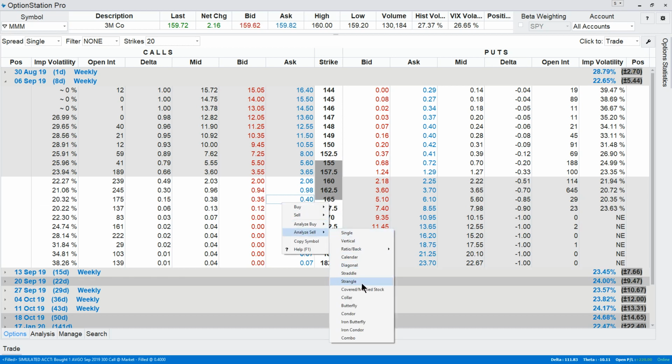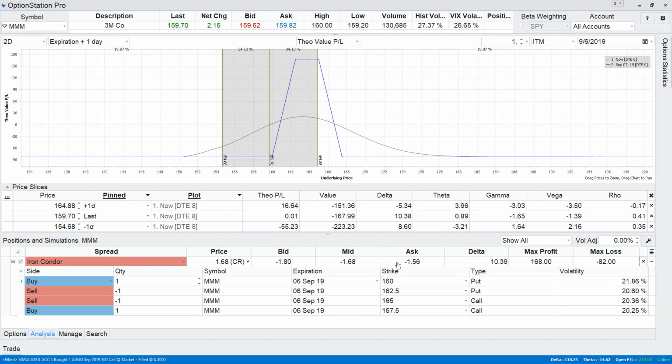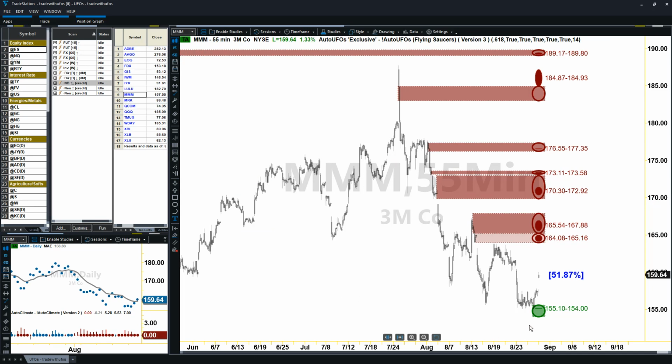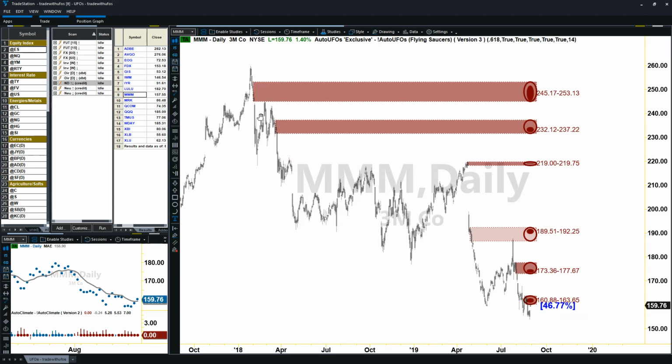Analyze and sell an iron condor. Here we go, we have it right here. We got the plus and the minus, so it's 154, 165. So 154 actually is good here, right below that UFO. But only one UFO is not something that makes me happy. And I remember we talked about this before. So where are we at in the life of that stock?